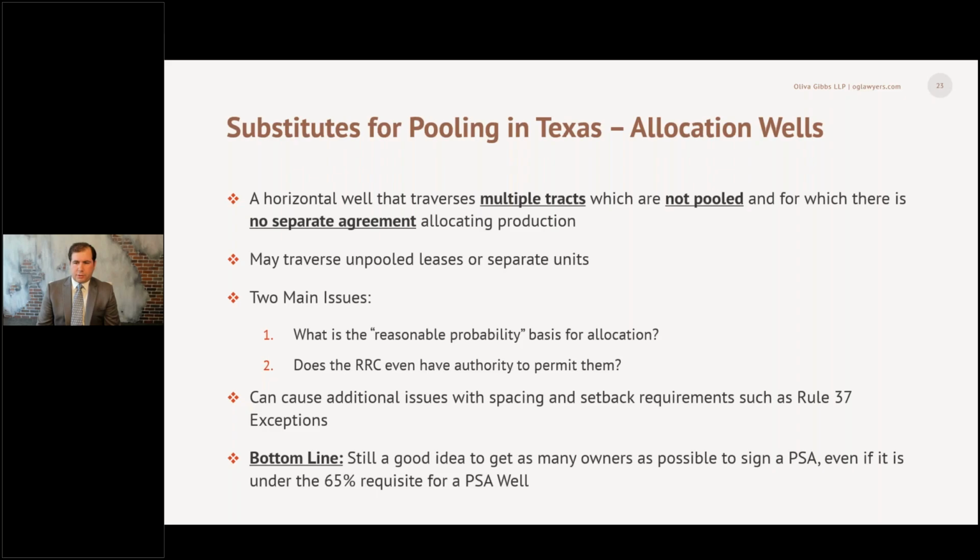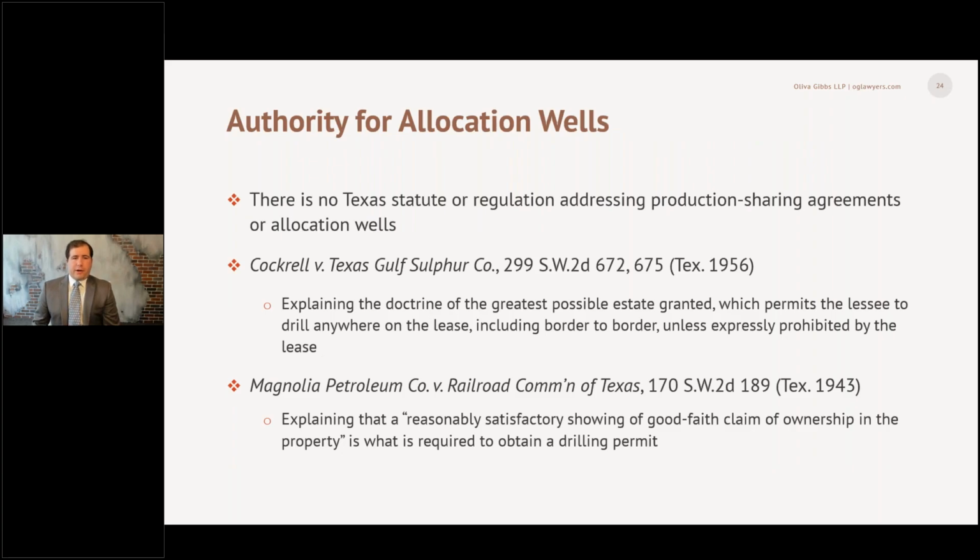Also, for an allocation well, tracts with differing mineral or royalty interests are considered as different tracts. When we talked about production sharing agreement wells, all the tracts are generally considered as a single drill site tract. For allocation wells, this is not the case. They're all considered different tracts, and surface ownership is generally going to be irrelevant for purposes of allocating production from allocation wells.